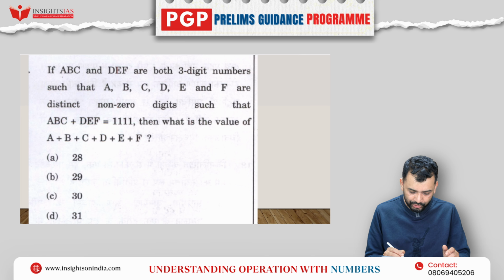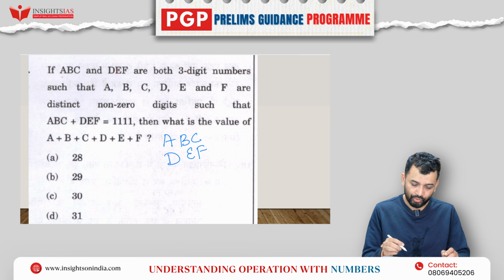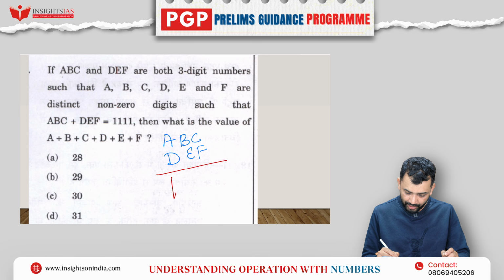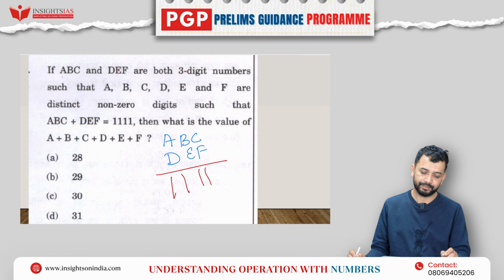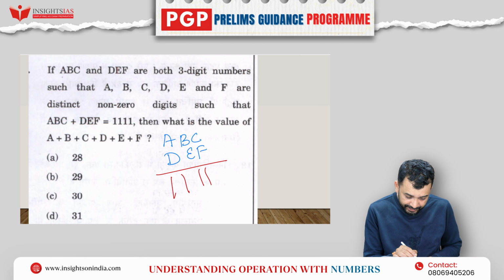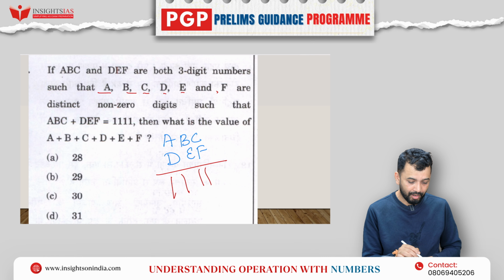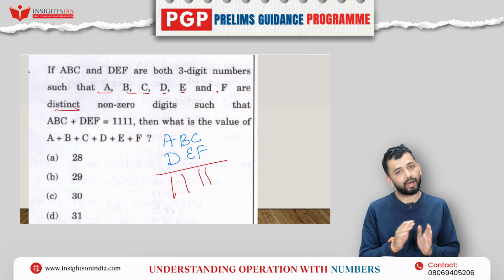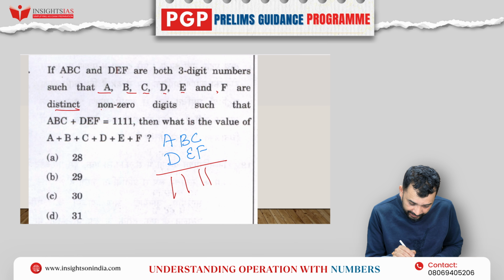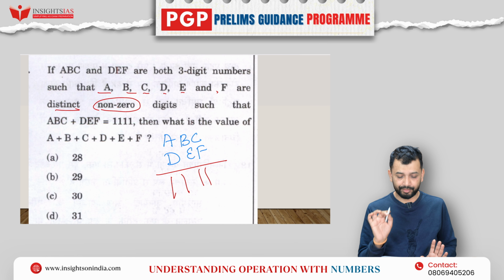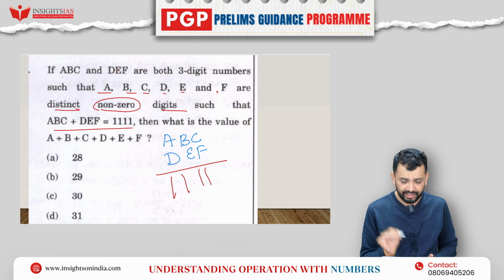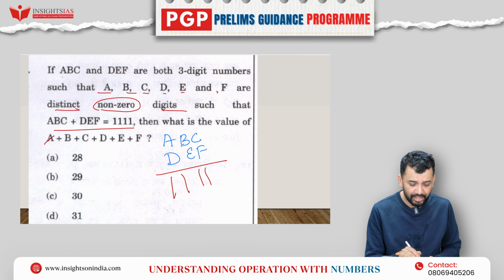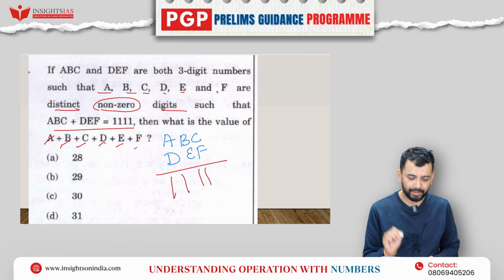Now let's see, this is one question. What is the question? The question is saying A, B, C, D, E, F. Now the answer they have given is 1, 1, 1, 1. They have given the answer such that A, B, C, D, E, F are all distinct. That means all are different from each other, and they are non-zero. That means none of them are 0 digits, such that this answer is coming. Now they are asking what is the value of A plus B plus C plus D plus E plus F.